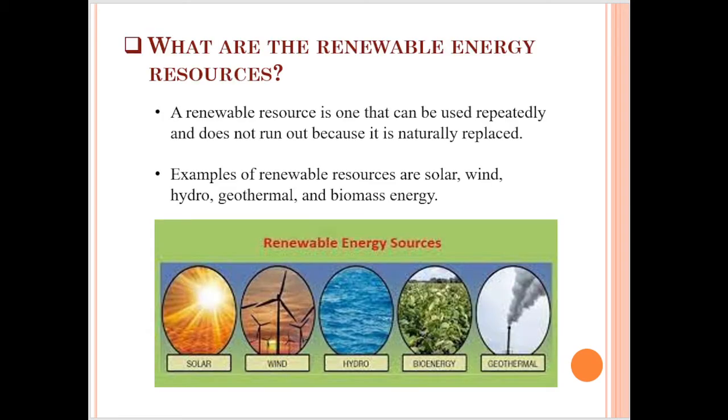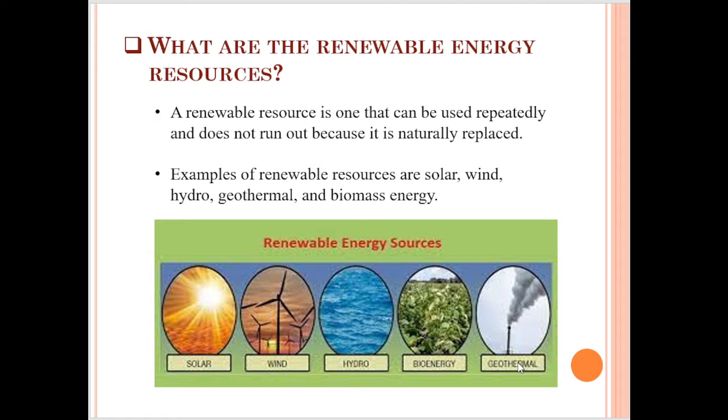What are the renewable energy resources? A renewable resource is one that can be used repeatedly and does not run out because it is naturally replaced. Examples of renewable energy resources are solar, wind, hydro, biomass, and geothermal energy.